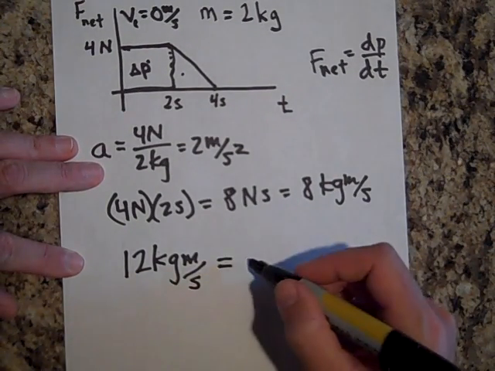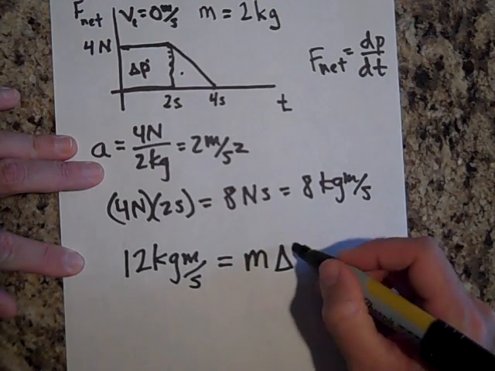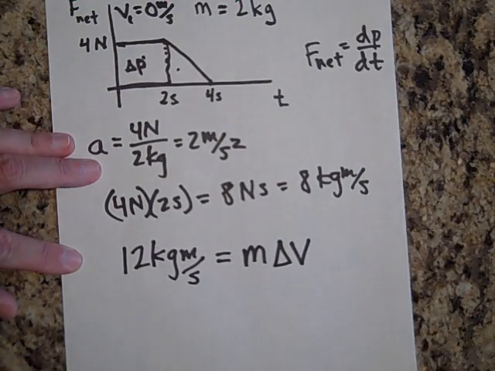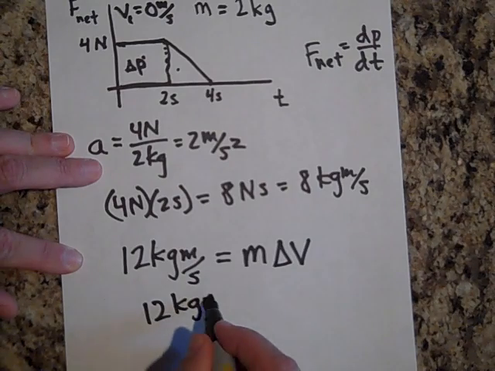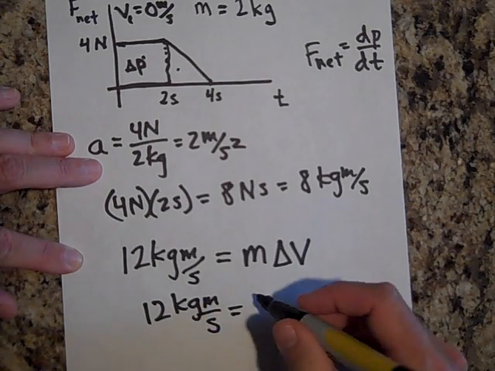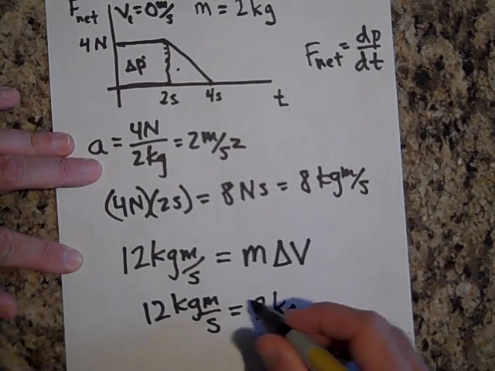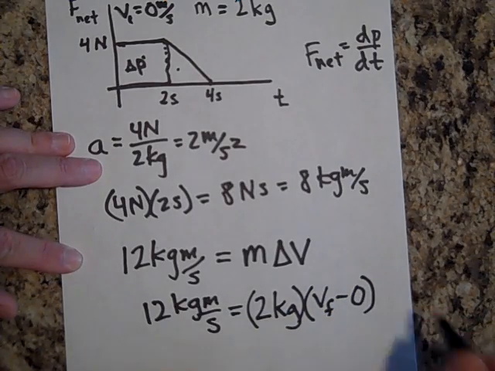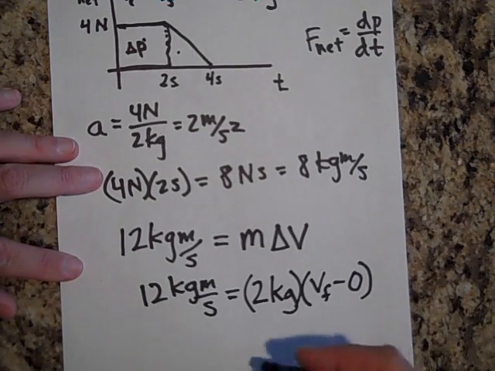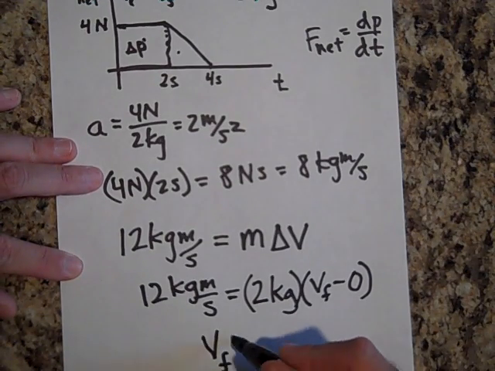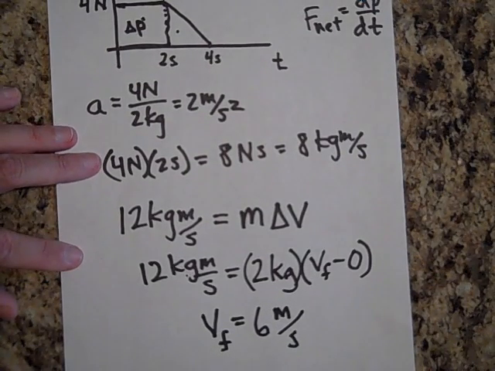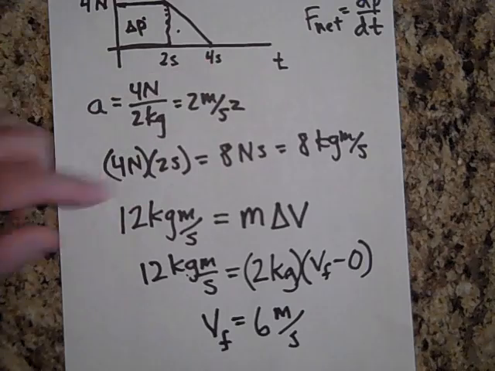That's equal to the change in momentum, which is mass times change in V. That's how you change your momentum: you change your V. Well, I know the mass. The mass is 2 kilograms. So 12 kilogram meters per second is equal to 2 kilograms times delta V. Now, delta V is V final minus V initial, and V initial is 0. Look at how the units cancel. The kilograms cancel, and I'm left with just 6 meters per second. That's how fast the car is going after 4 seconds.